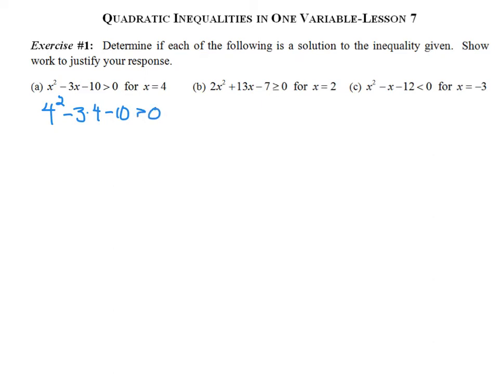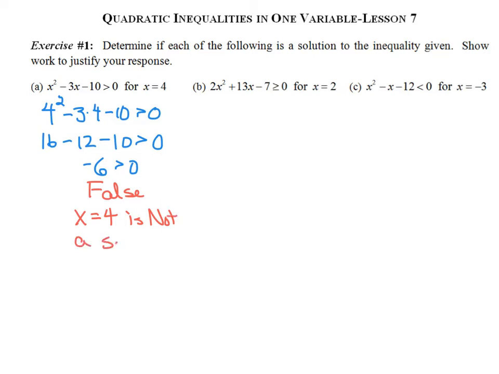So of course we're going to go ahead and do the arithmetic. I've got 16 minus 12 minus 10. Is that greater than 0? When I add all those numbers together on the left side, I get negative 6 is greater than 0. And of course, I see that that is a false statement. So that tells me that no, x equals 4 is not a solution. So that's all that's involved in determining if a number is a solution for a quadratic inequality.